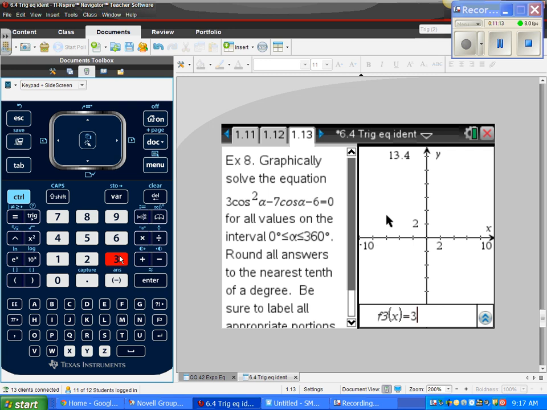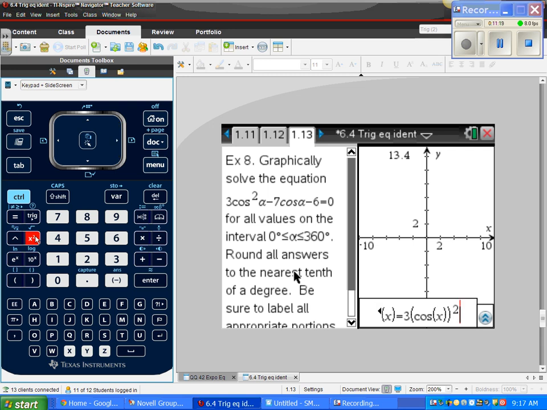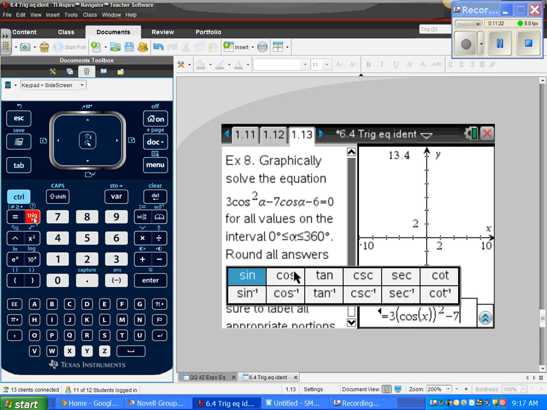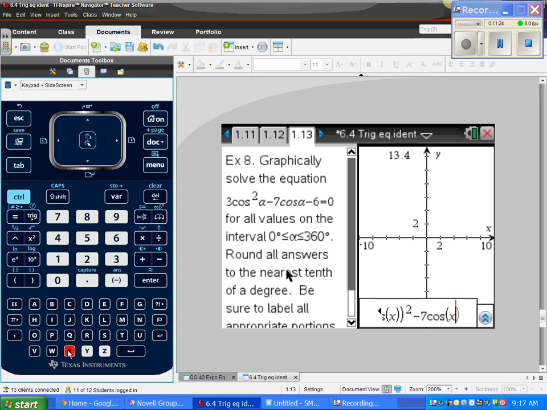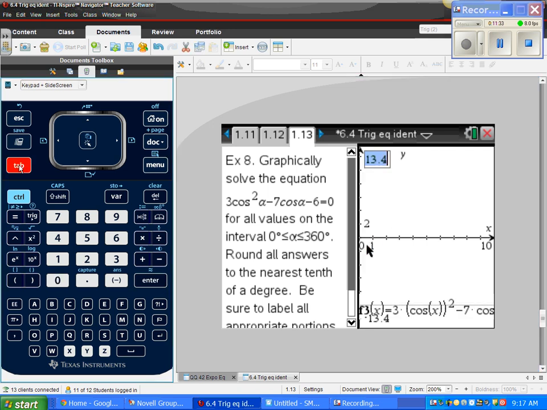All right, so we have 3 cosine x squared minus 7 cosine x minus 6. Okay, change my window. I know I'm going to start at 0.